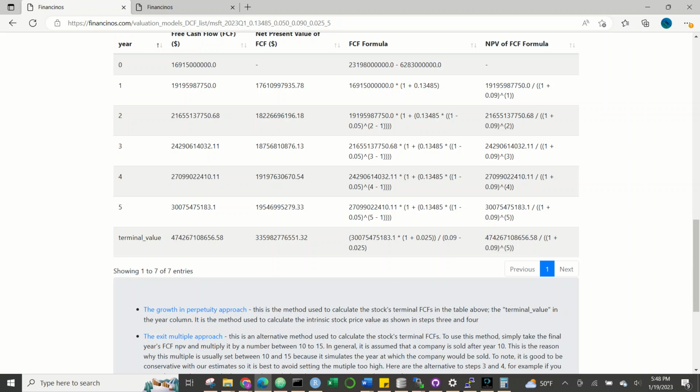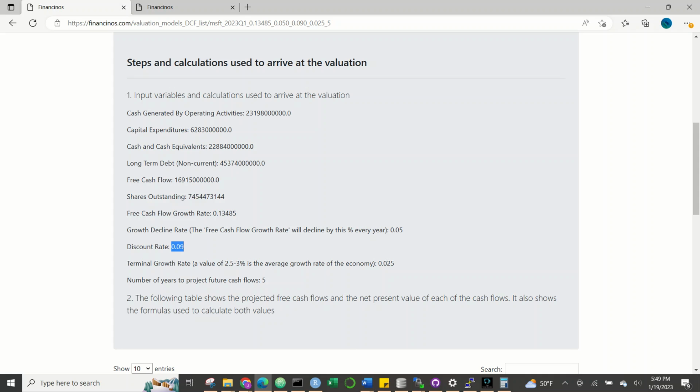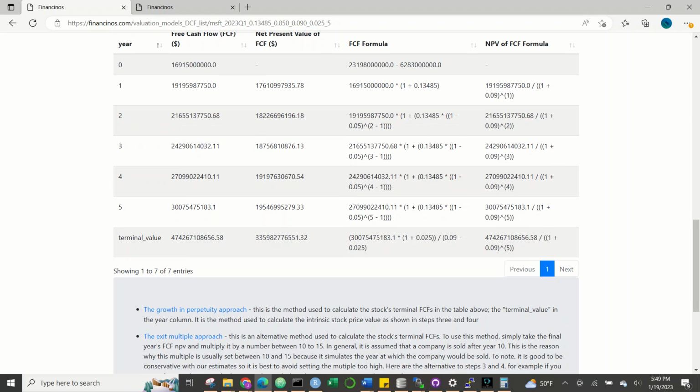And then for the terminal value, it has its own specific formula. We'll take the free cash flow of year 5, and multiply it by 1 plus our terminal growth rate, divide that by 0.09, which is our discount rate, as you can see up here, minus our terminal growth rate. So that's the formula here to calculate the terminal value free cash flow using the growth in perpetuity approach.